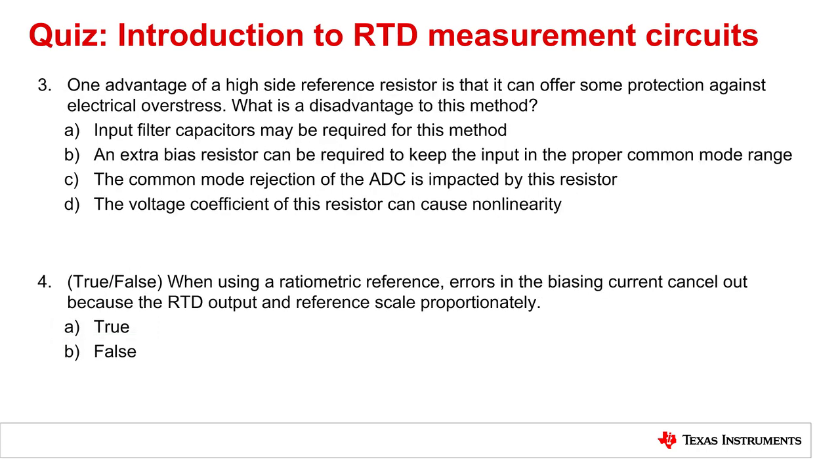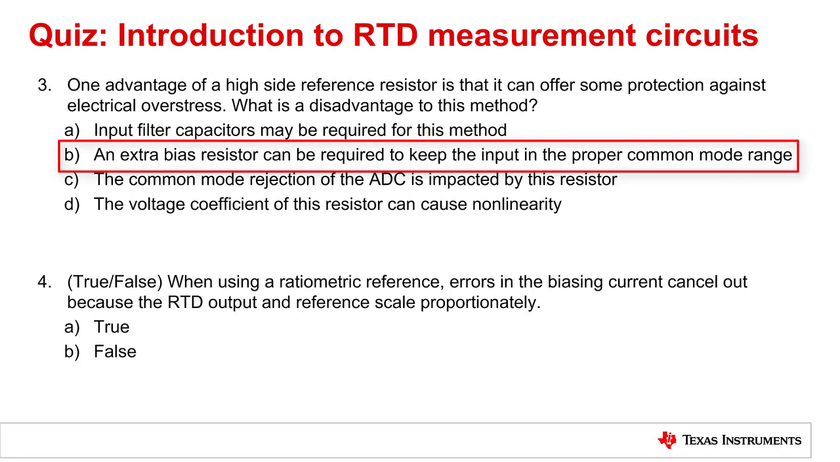Question 3. One advantage of a high side reference resistor is that it can offer some protection against electrical overstress. What is a disadvantage to this method? The correct answer is B. An extra bias resistor can be required to keep the input in the proper common mode range.